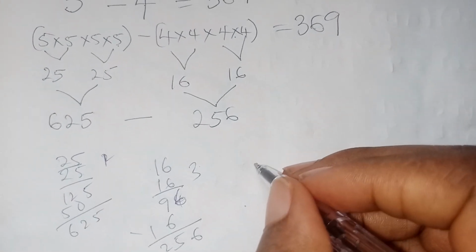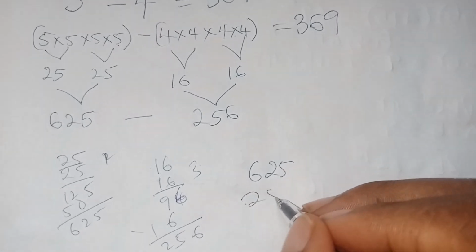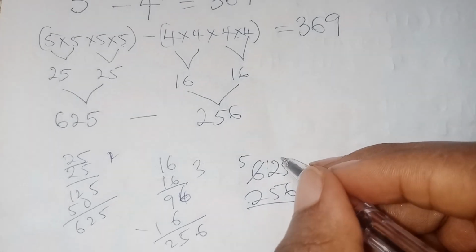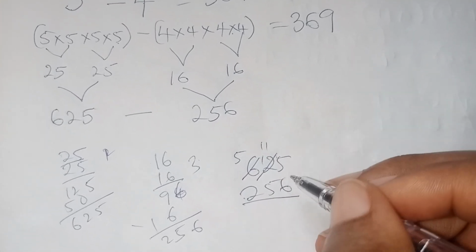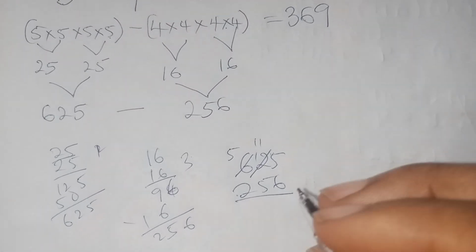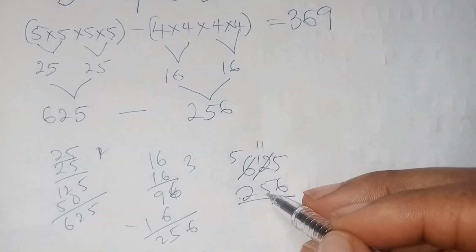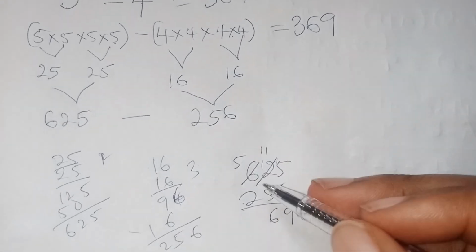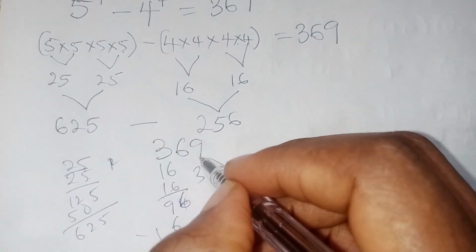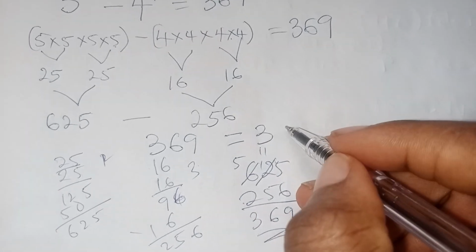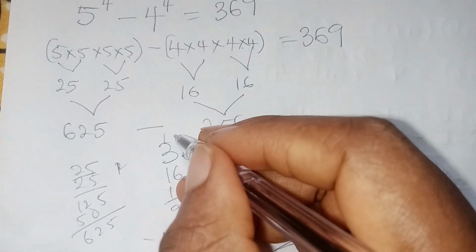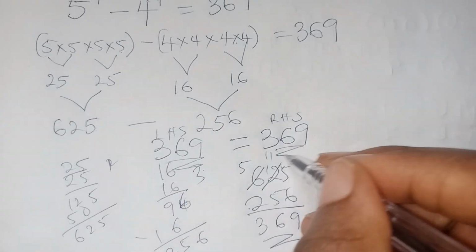Next we subtract 625 minus 256. We borrow 1 from here, put it here, we have 12. We borrow 1 again and put it here, we have 15. 15 minus 6 will give us 9. And then 11 minus this gives us 6. Then 5 minus 2 gives us 3. So therefore we have 369 to be equal to the right hand side. 369. Right hand side and the left hand side are equal.